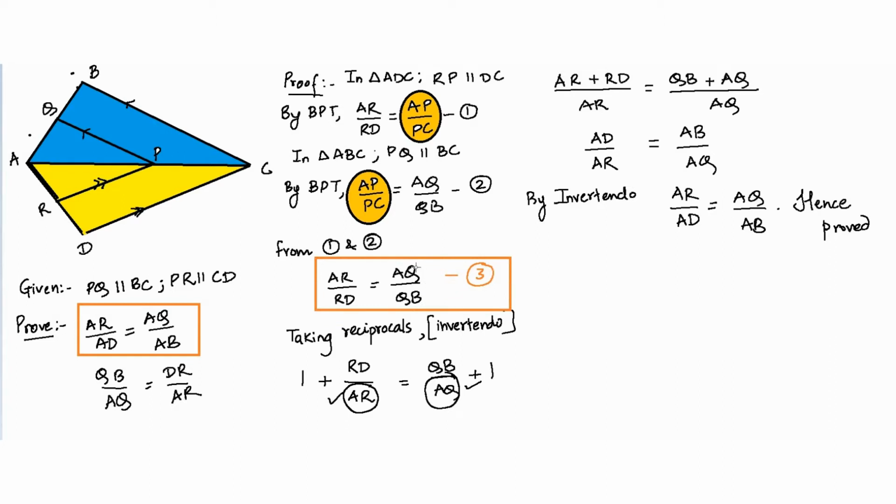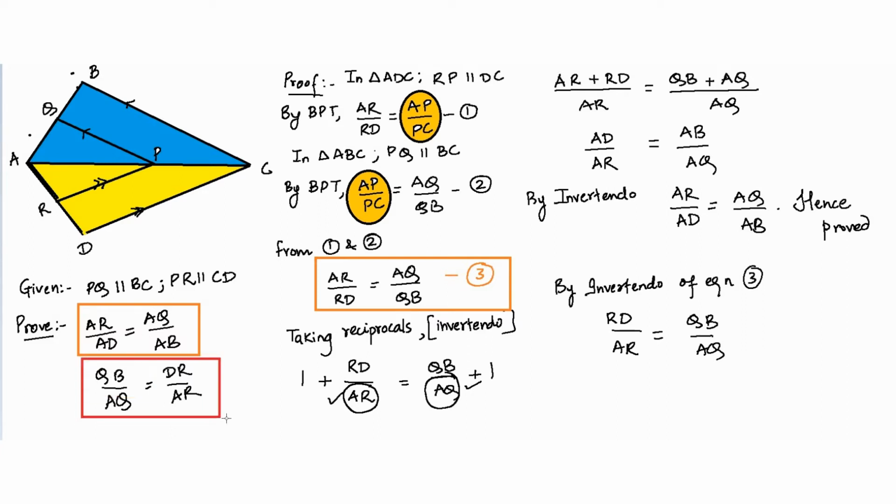I just want QB upon AQ. So what will happen if I take the invertendo of the third result? So by invertendo of equation 3, what I will now get is RD upon AR is equal to QB upon AQ. And if you notice, that is exactly what I need to prove in the second subpart, right? And hence I have proved both the subparts by using BPT.